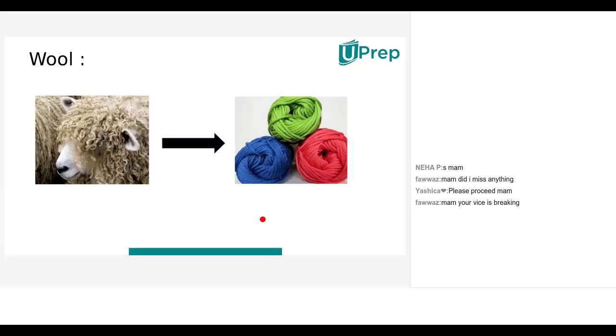One more natural fabric is wool. So how do we get wool? Have you seen the image I have given of wool? Ma'am, it's a picture of a sheep and also wool. Yes. This wool is obtained from the sheep or from animals.